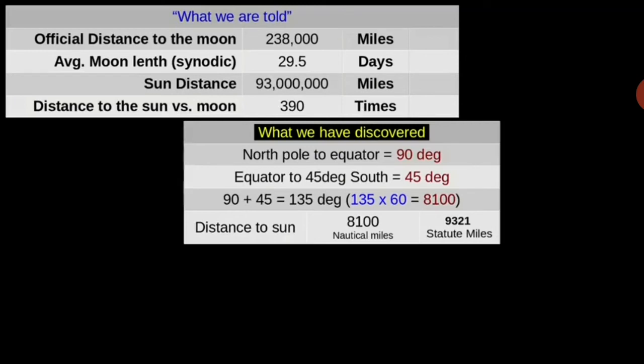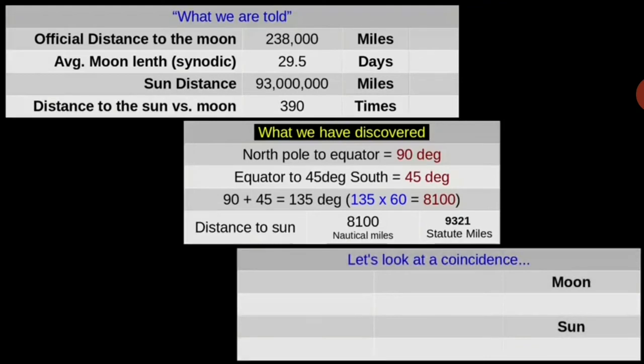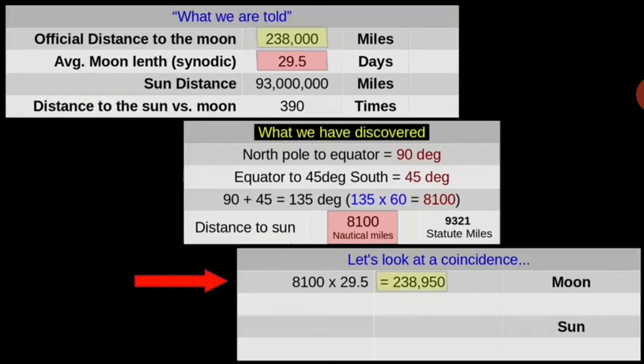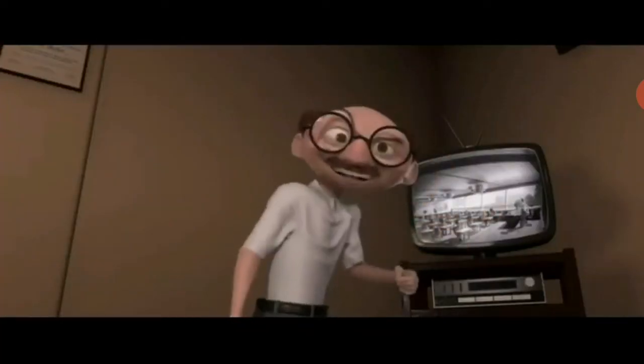the sky. So now let's look at a little coincidence. The 8,100 miles, if you multiply that by the average moon length, comes out to 238,000 miles. If you take the 238,000 and multiply that by the 390 times distance, you also come out with 93 million miles. Interesting. Coincidence? I think not.